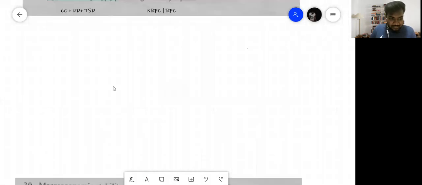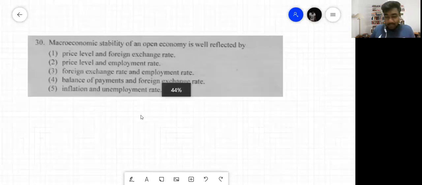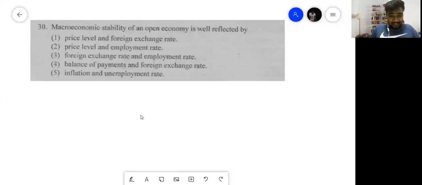Okay, next one. Question 30. Macroeconomic stability is well reflected by. Guys, remember, macroeconomic stability is a combination of internal stability, right, and external stability.